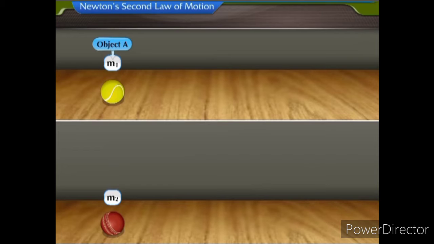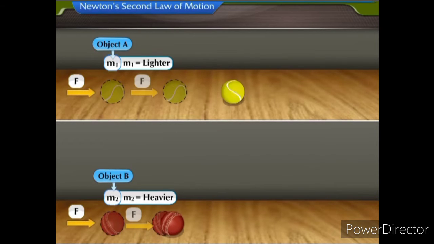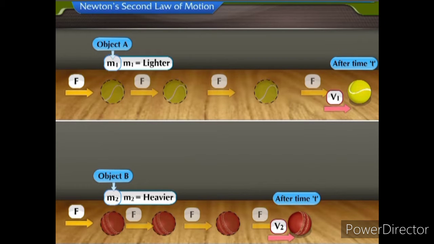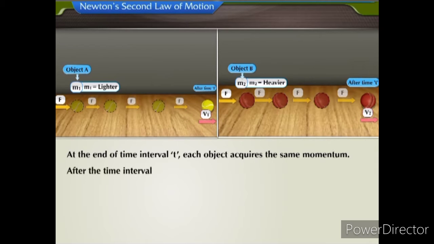Consider two objects, A and B, of masses m1 and m2 initially at rest. Let the object A be lighter than B. Suppose a fixed force is applied for a certain interval t of time on both the bodies. The lighter object, that is A, picks up greater speed v1 than the heavier object B, which moves with velocity v2. But at the end of time interval t, each object acquires the same momentum. That is, after the time interval t, we have m1 v1 is equal to m2 v2.